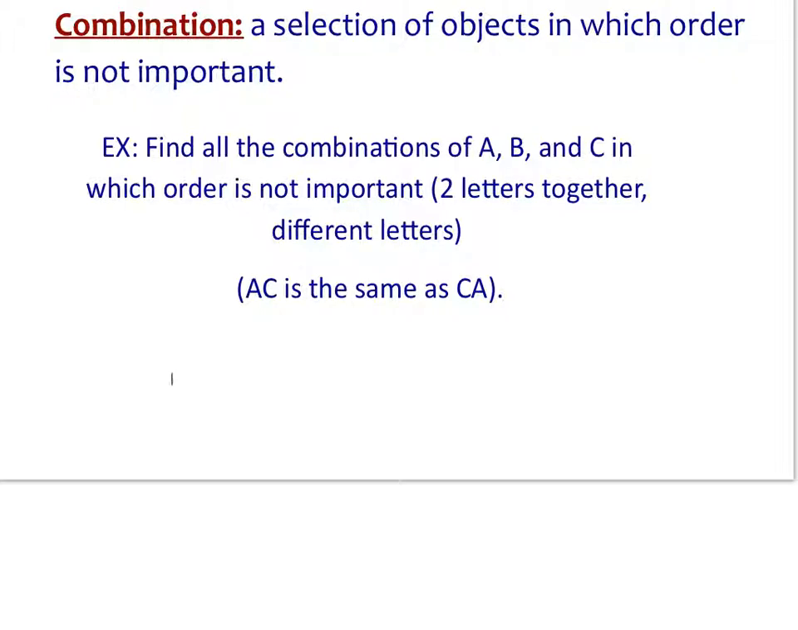You can come up with AB, AC, and BC. So there's only 3 different ways to write these 3 letters with 2 letters together, but being different letters.